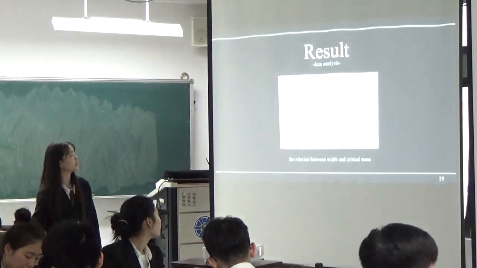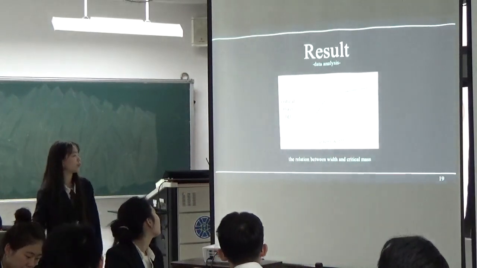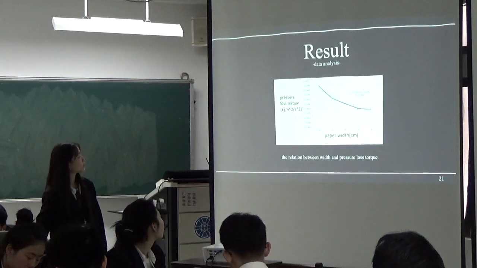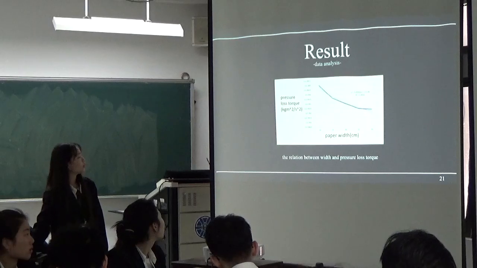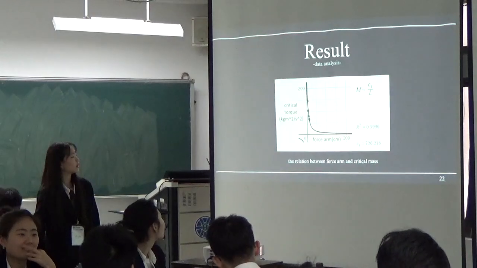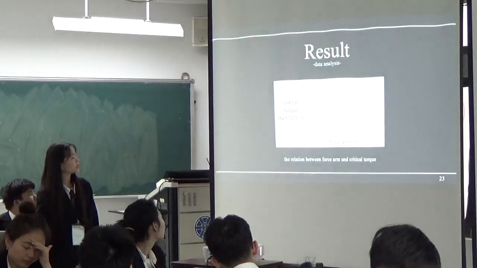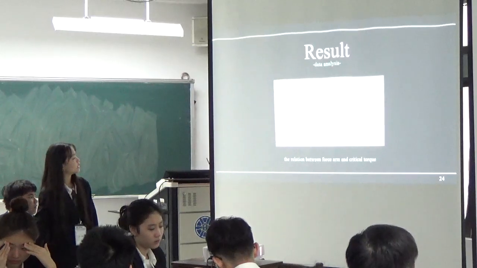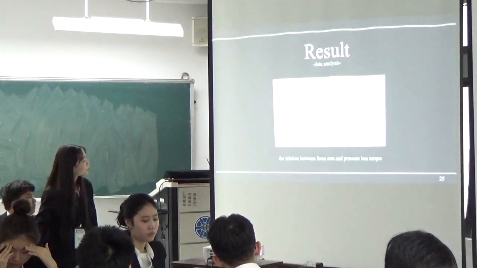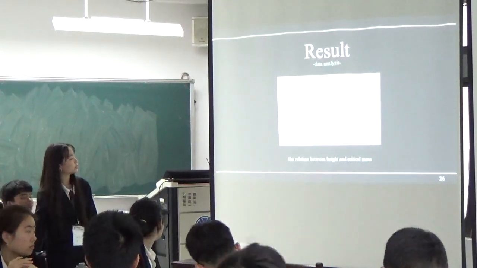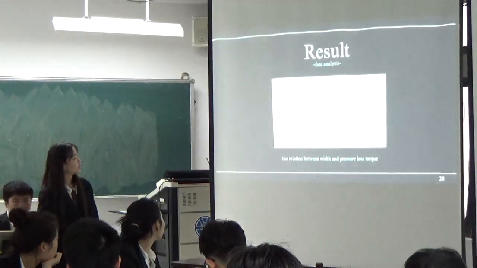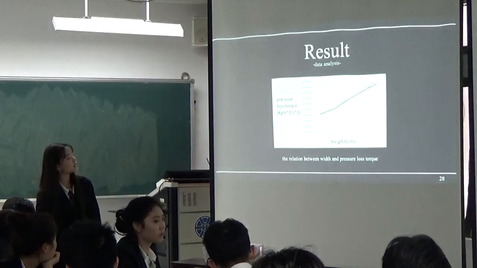And this is our data analysis. This is the relation between width and critical mass, relation between width and critical torque, relation between width and pressure loss torque, and relation between force arm and critical mass, relation between force arm and critical torque, relation between force arm and pressure loss torque, relation between height and critical mass, relation between height and critical torque, relation between height and pressure loss torque.